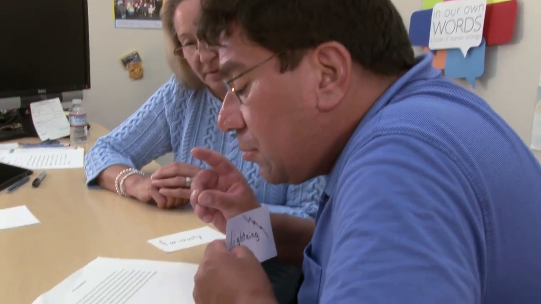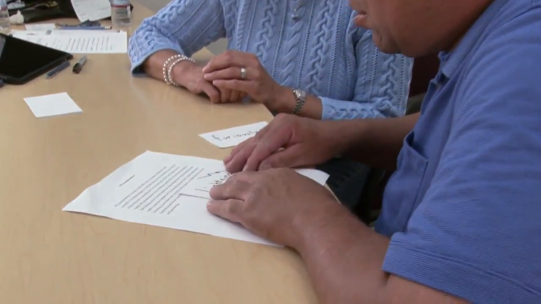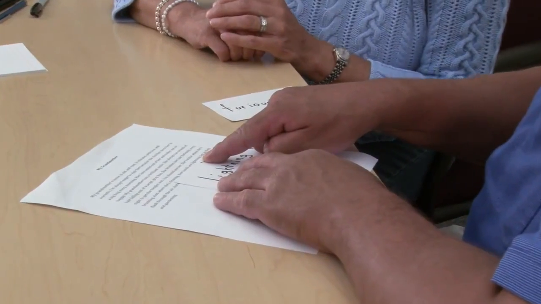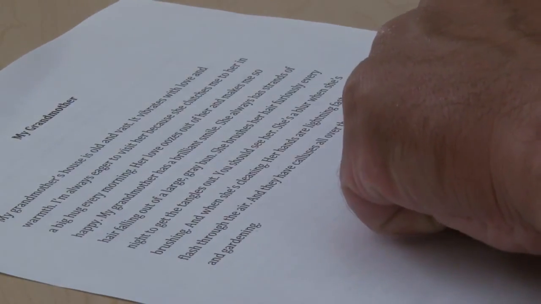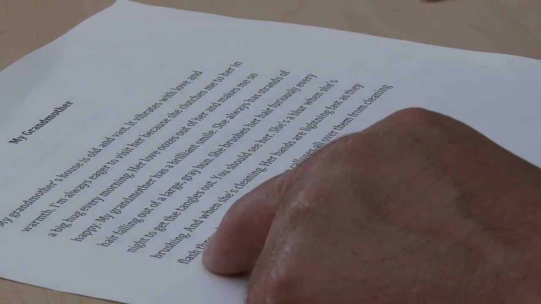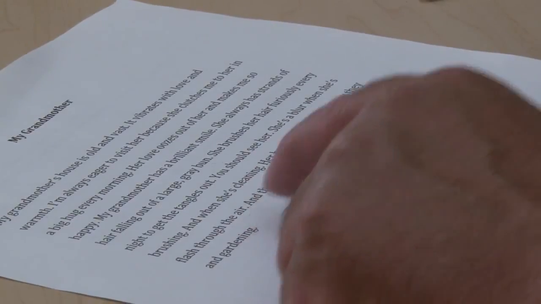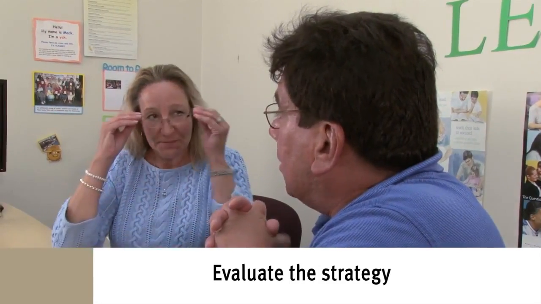Lightning. What does your grandmother do like lightning? Cleaning her home. Okay, want to find the word? Lightning. Okay, what's the sentence say about her? Her hands are lightning fast as they flash through the air.